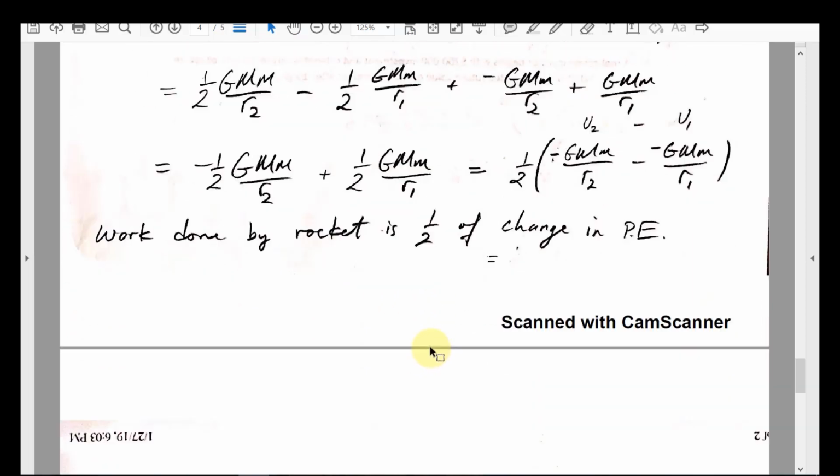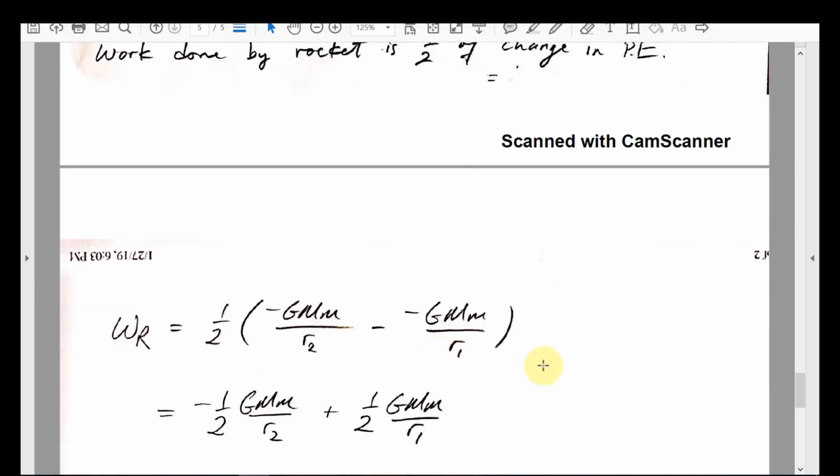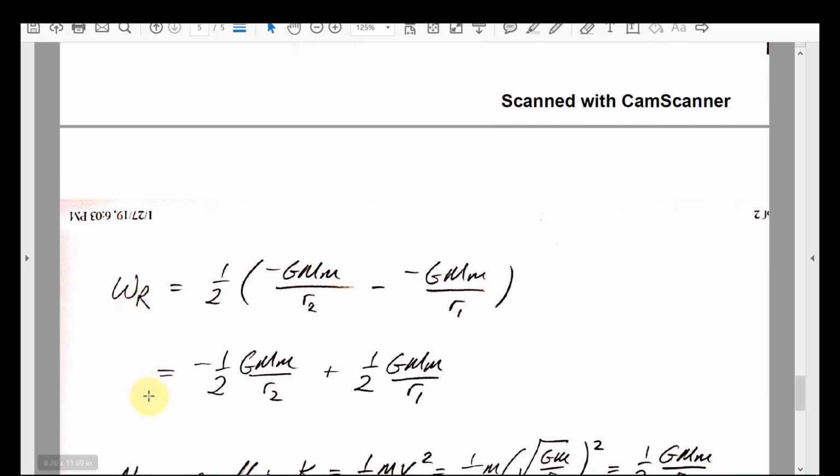All right, this is a lot to try to keep track of. So we've got the work done by the rocket is half of the change in potential energy. The work done by gravity was actually the change in potential energy. How could we reconcile all of that? Well, let me proceed a little bit further with this work done by the rocket. Work done by the rocket is this expression. This is half of the change in potential energy.